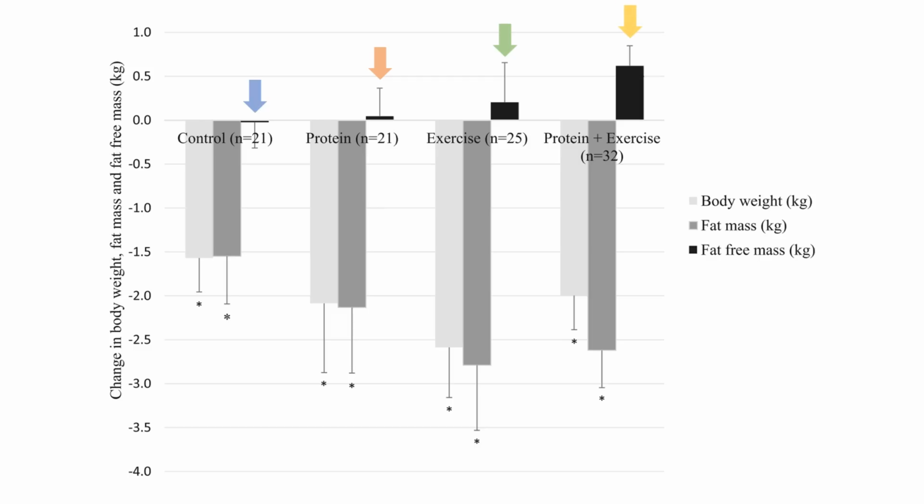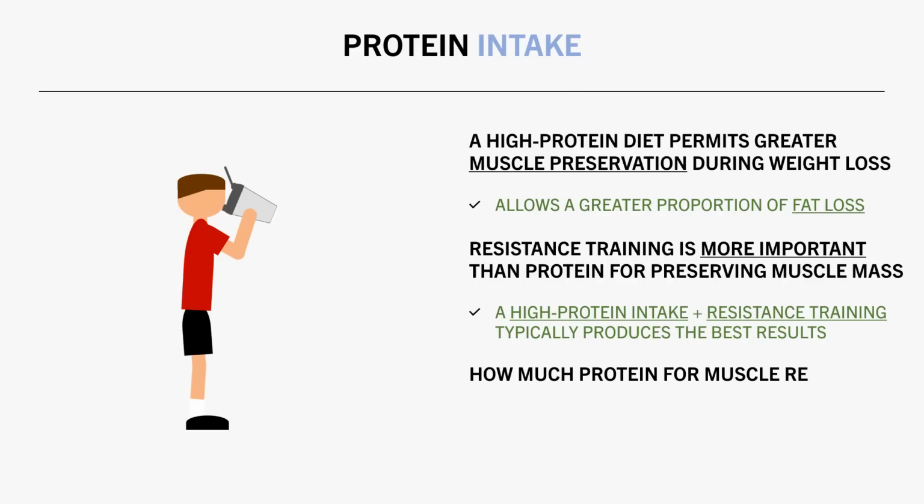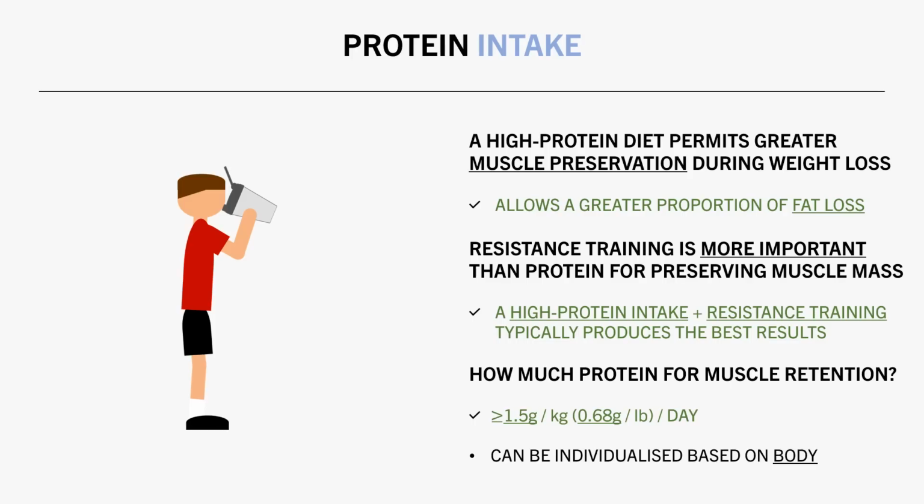And the high protein plus exercise group saw an even greater increase in fat-free mass and therefore an even greater proportion of fat loss. So how much protein should we consume to maximize muscle retention? Well, these would be the same recommendations as for muscle growth. A minimum of 1.5 grams per kilogram per day is a good general recommendation, and this can also be individualized based on body fat, as discussed in the previous section on muscle growth.